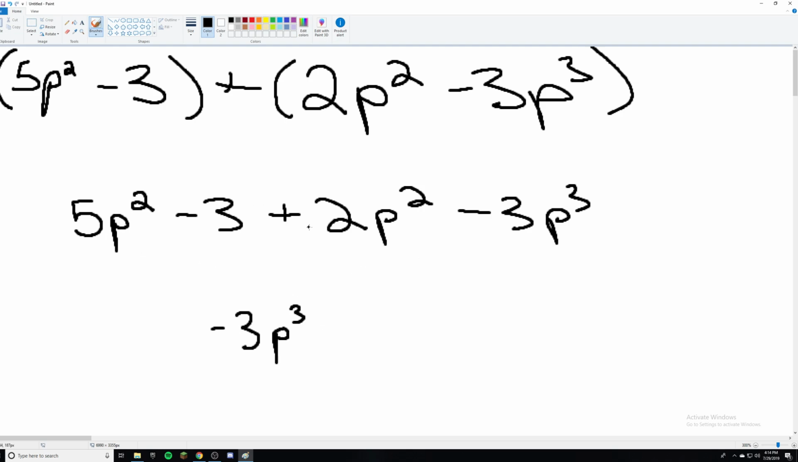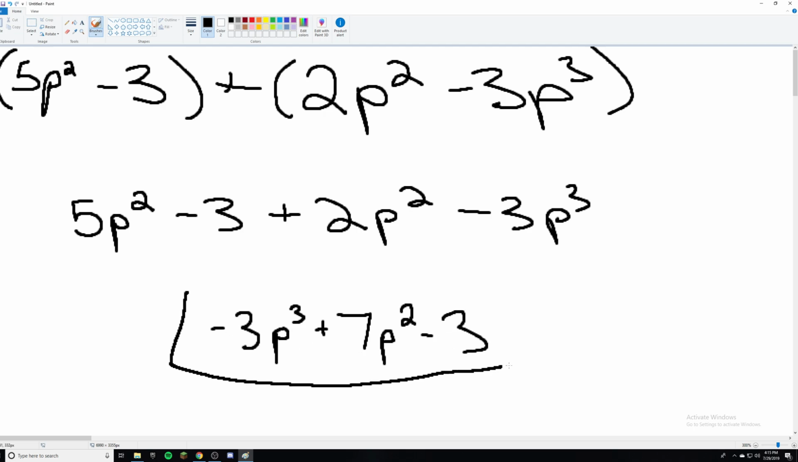And then 5p squared plus 2p squared is 7p squared. So we have 7p squared. When adding, you always keep the exponent the same. And then now we just throw in that negative 3. And this is the final and correct answer.